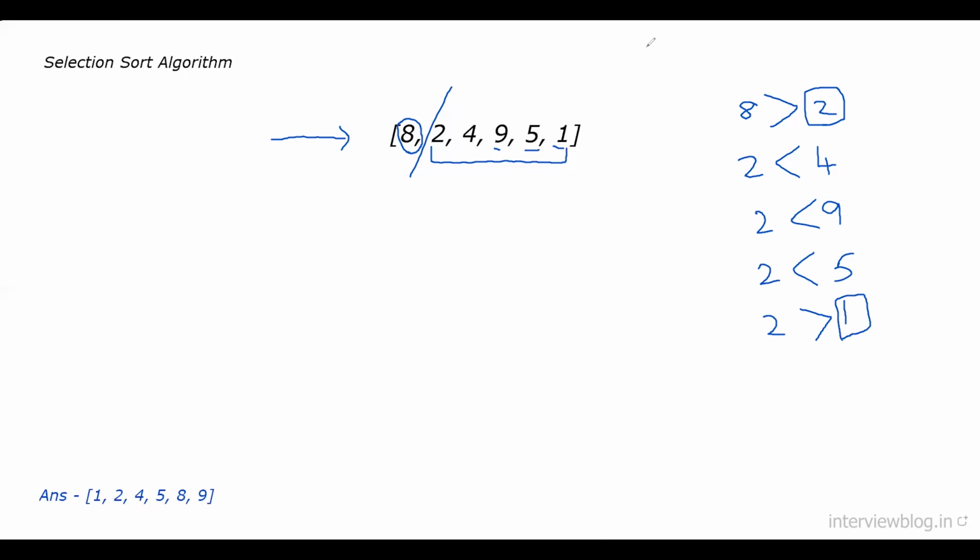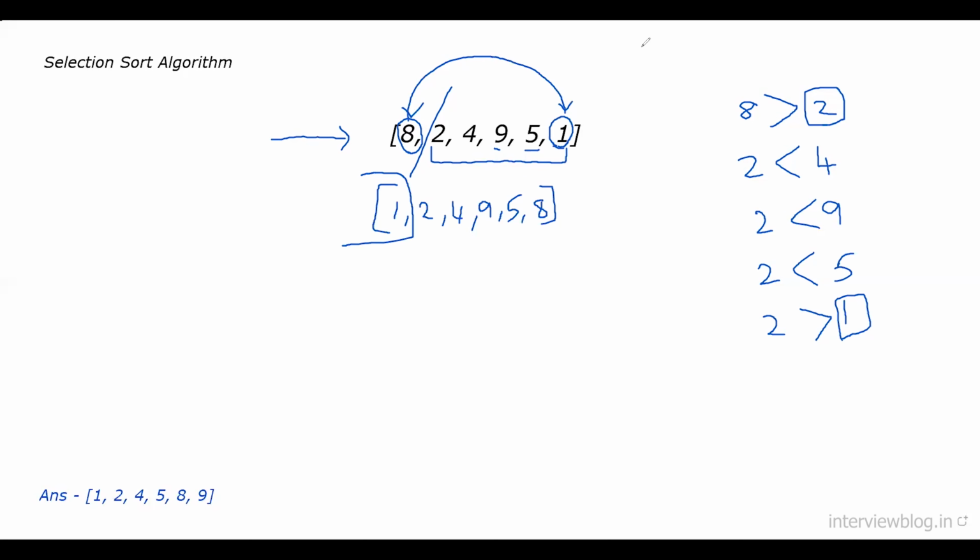So in the remaining part of the array, I have found the smallest element as 1. So I'll be swapping this 8 with this 1. So my resultant array would be 1, 2, 4, 9, 5, and 8. So after the first iteration, we can see that the smallest number that is present in the given input array is present in the first index of the given input array.